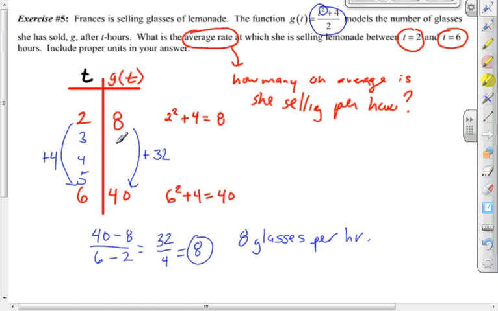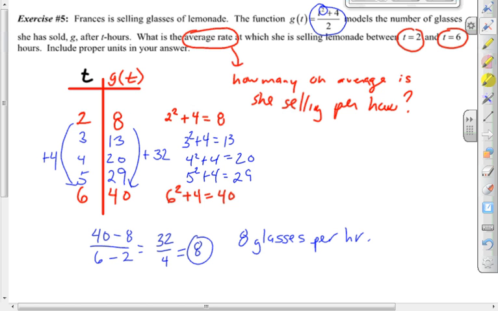So let's see what the rate of change is when we put in these other values for t. So 3 would be 3 squared plus 4 divided by 2, which would be 13. 4 squared plus 4 divided by 2, which would be 20. And 5 squared plus 4 divided by 2, which would be 29. So let's examine what's happening here.